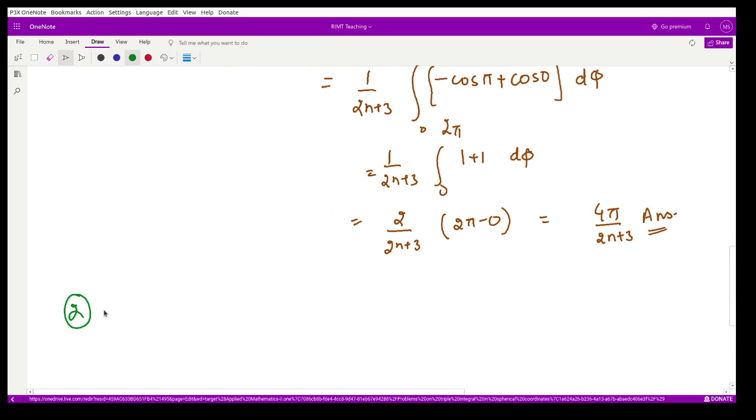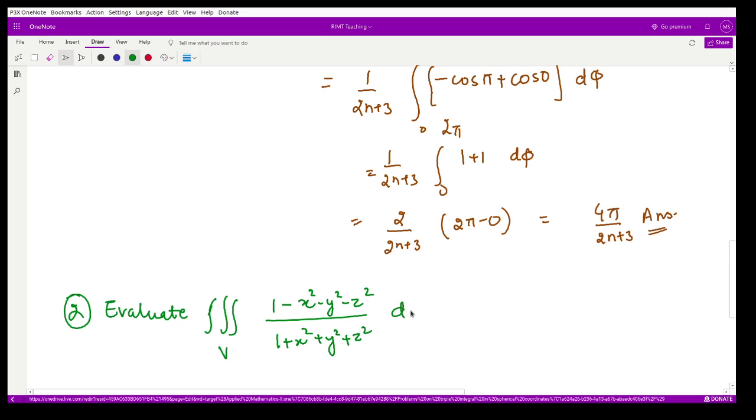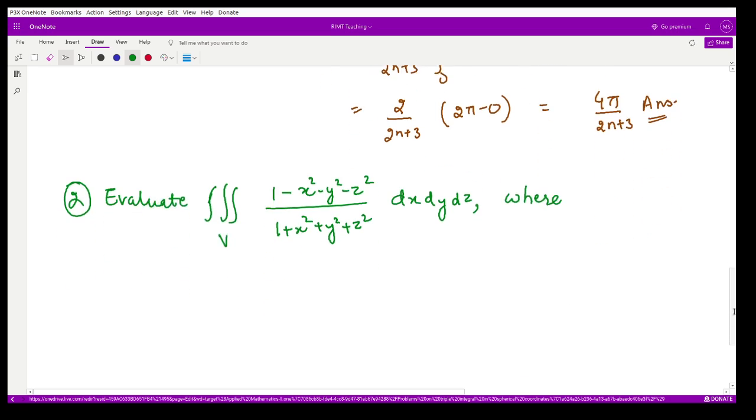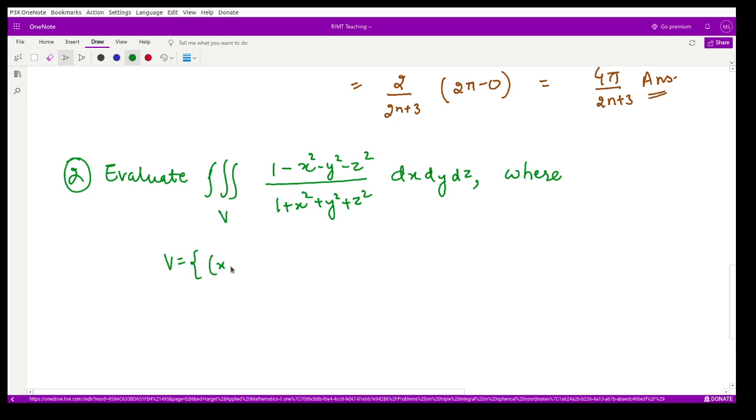So question number 2, it says evaluate the integral over V of the function 1 minus x square minus y square minus z square divided by 1 plus x square plus y square plus z square dx dy dz, where V is given to be the region consisting of all the points x, y, z such that x is greater than or equal to 0, y is greater than or equal to 0, z is greater than or equal to 0, and x square plus y square plus z square is less than or equal to 1.